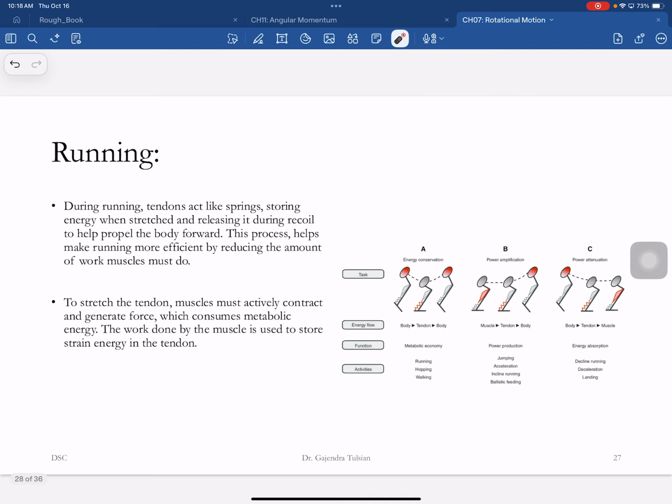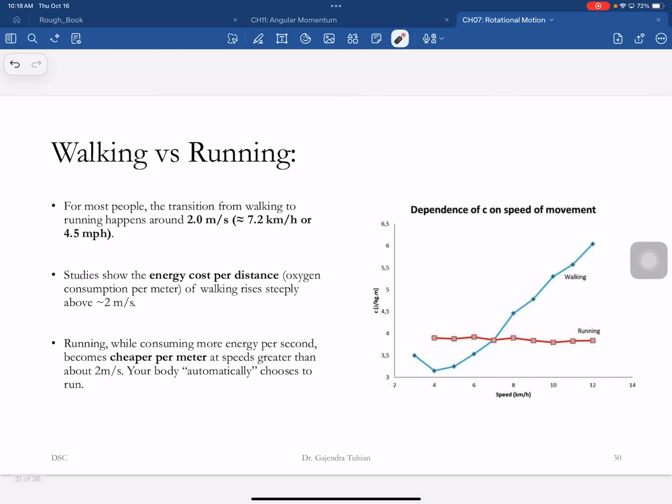So let me show you a little graph. So you see, here's your speed. This is the energy used per kg, or per pound of your body. A kg is 2.2 pounds, per meter run. So energy used per distance covered. And you see, below this speed, walking is favorable. And above that speed, running is more energy efficient per unit distance run.